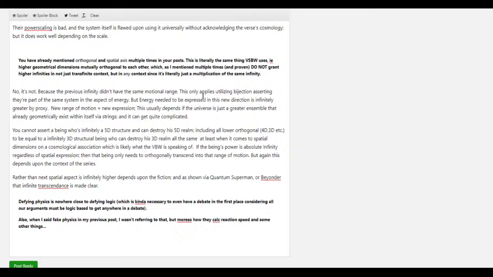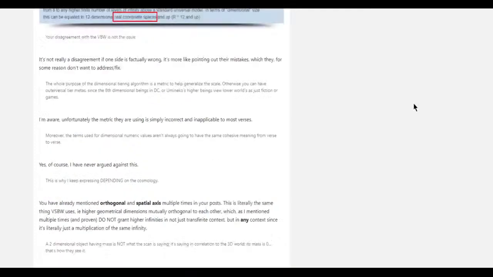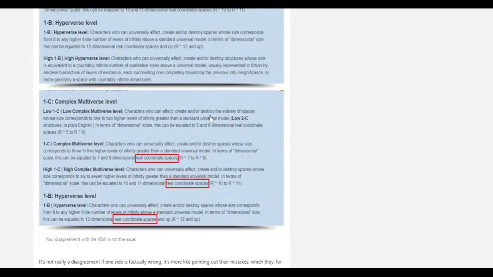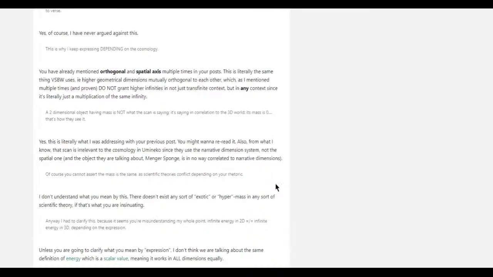The Versus Battle Wiki, based on the same posts he's putting, says here: characters who can universally affect, create, or destroy spaces whose sizes correspond to 3 to 5 levels higher of 5 levels of infinity greater than the standard universe model in terms of dimensional scale. This could be equated to 7 and 9 dimensional real coordinate spaces. He's basically saying, he said equated.